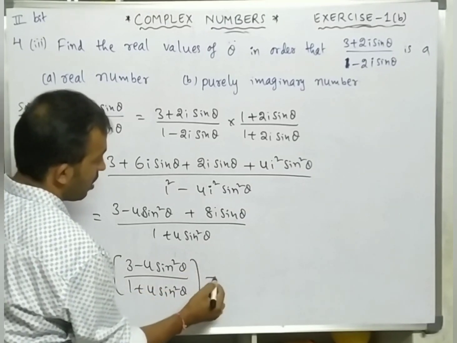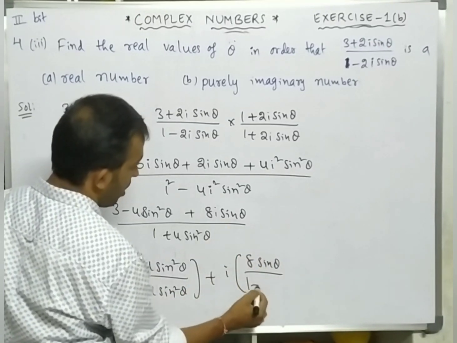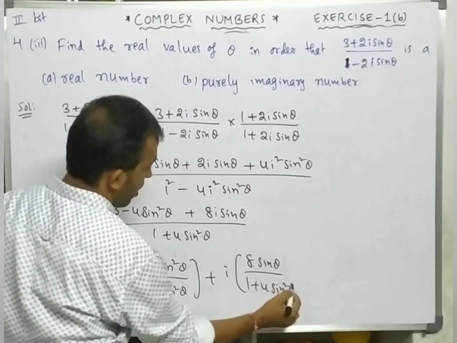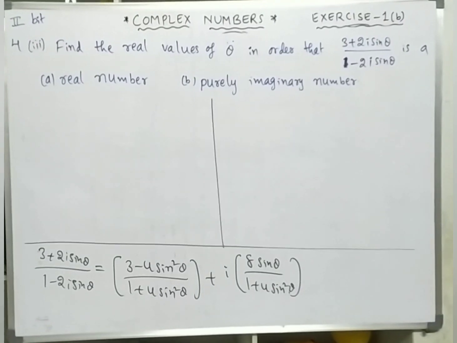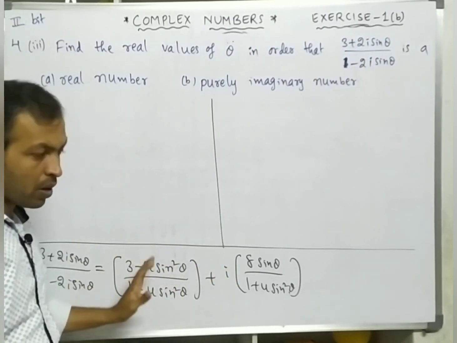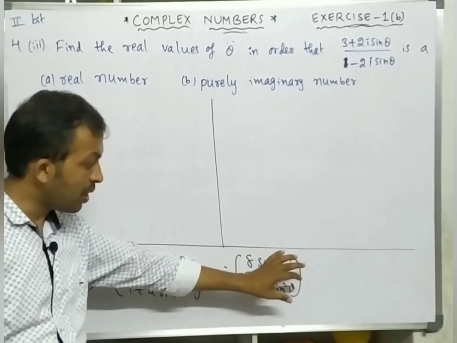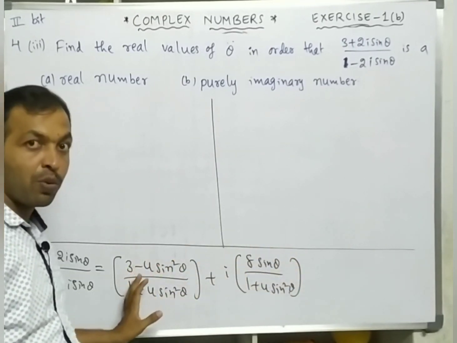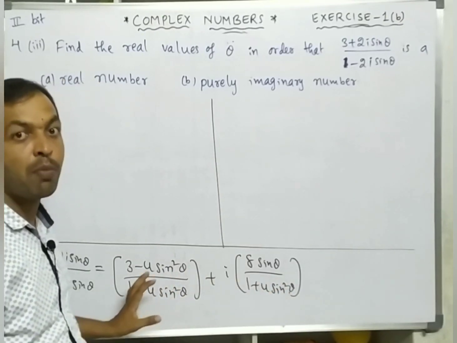This is the real part, and i into 8 sin theta by 1 plus 4 sin square theta is the imaginary part. Right? Now the question is, this is the simplification, right? So this is the first case, a purely real number. When it is a purely real number, the imaginary part is 0. If the imaginary part is 0, then this expression becomes a purely real number.